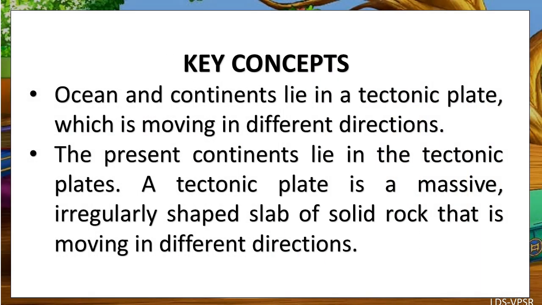Key concepts: oceans and continents lie in a tectonic plate, which is moving in different directions. The present continents lie in the tectonic plates. A tectonic plate is a massive, irregularly shaped slab of solid rock that is moving in different directions.